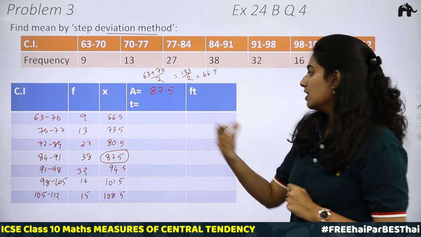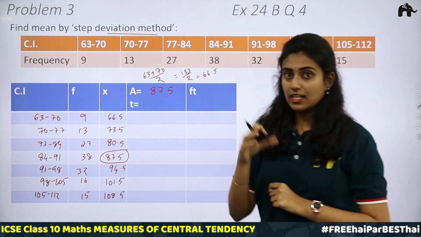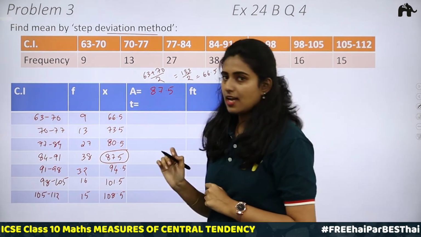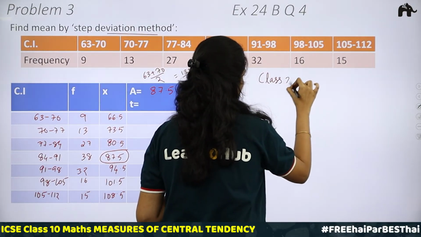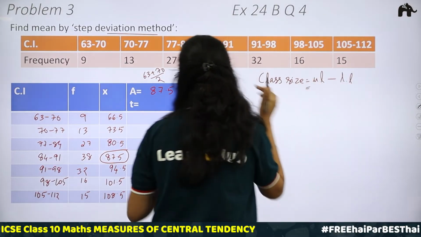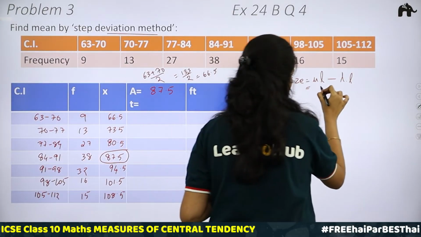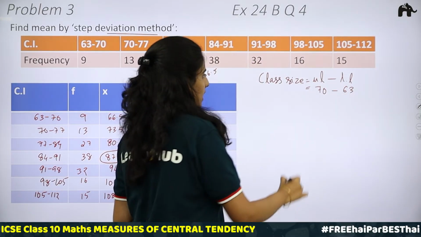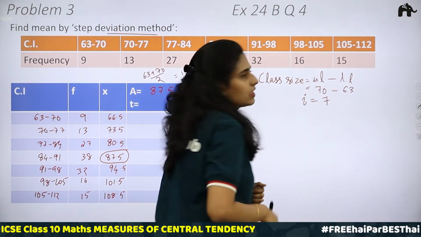Next, we have to subtract x and a, that is x minus a we have to find, and divide with the class size. Here what is the class size? Class size is equal to upper limit minus lower limit. Take any one interval. 63 to 70 is our first interval. Upper limit is 70 and the lower limit is 63. 70 minus 63, you will be getting 7. So the class size i is equal to 7.